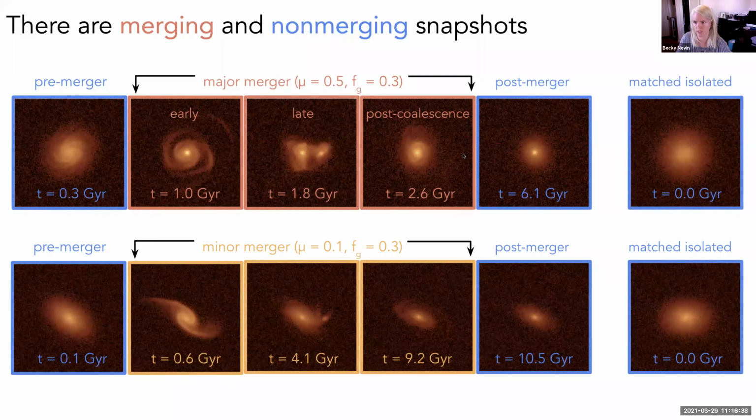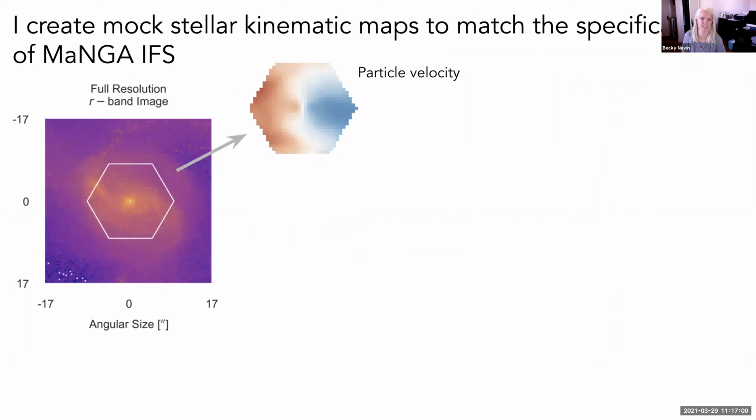Here, just visibly to get a sense of this, this is the most minor merger where the mass ratio is 1:10. And you can see that it's a lot harder just by eye to identify this as a merger. Okay, so that is the set of merging and non-merging galaxies that I'm going to use to create a classification technique. But we're looking at imaging, so I really want to get into the stellar kinematics of this.